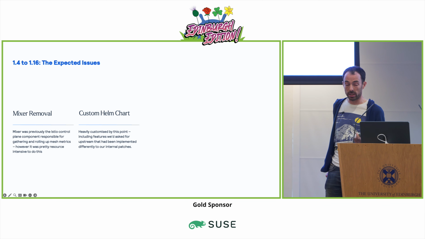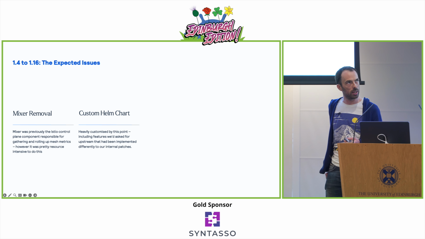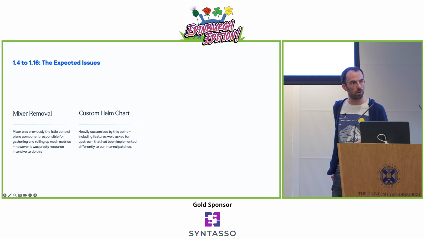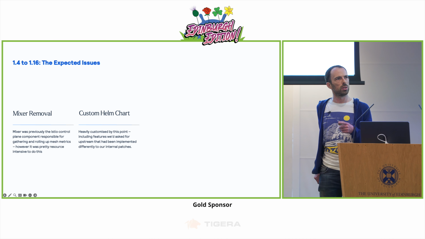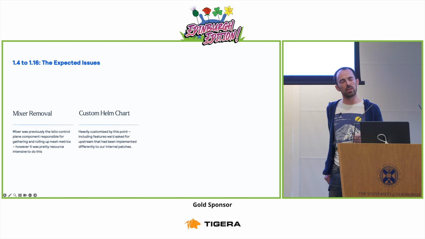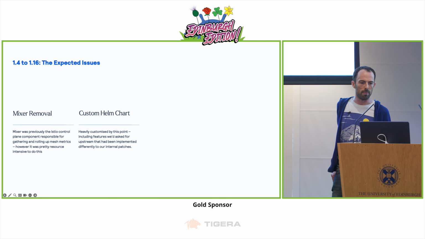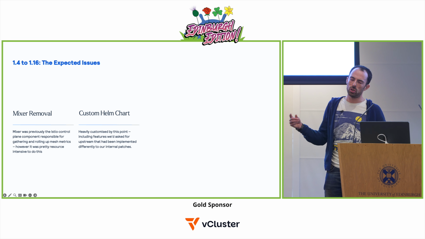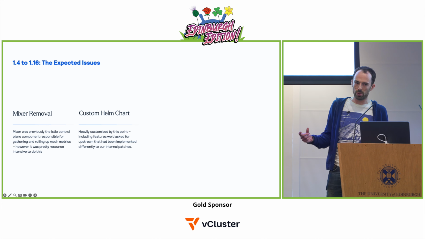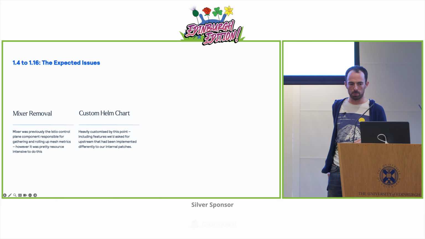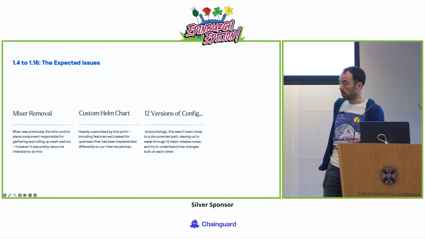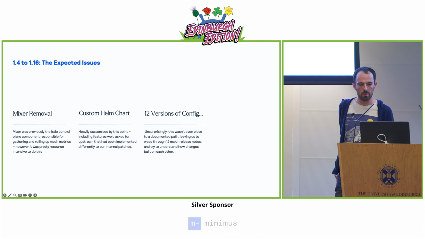We also had created a custom Helm chart. I think between Istio 1.4 and 1.16, it had gone from Helm chart to a completely different way of deploying it, back to a Helm chart. So we had to try and figure out what had changed between their two entirely separate ways of creating Helm charts for deployment. There was also 12 versions of config.